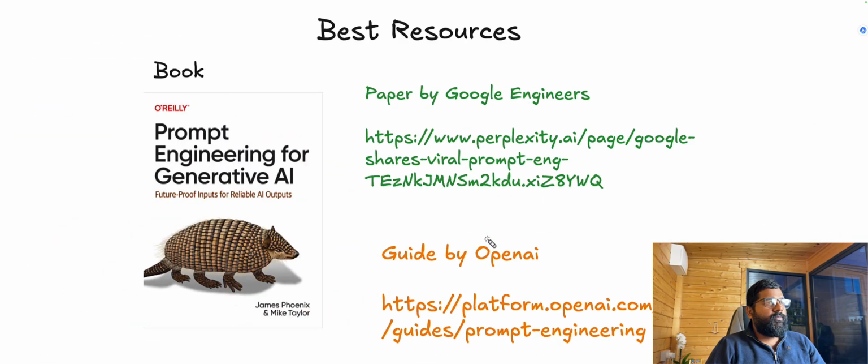Then there are a couple of resources. The best resource that I have seen is the book Prompt Engineering for Generative AI. It's the best resource that I have found. I have also seen a paper released by some of the Google engineers. It shares the latest prompt engineering trends, and it's a very good paper if you can read it. Otherwise, use Google LM to decode that paper and then make some notes.